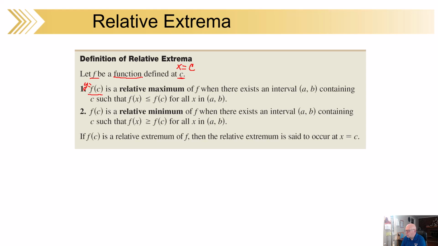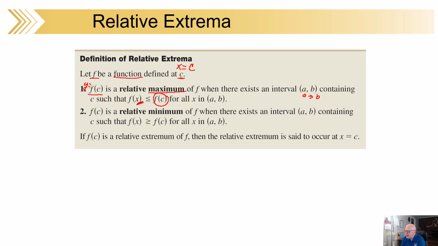Now you've got an interval. These are the x's. And the x's range from a up to, but not including b. It's an open interval. Notice the parentheses. Now it says c is somewhere in the middle between a and b. And to be a relative maximum means that value of y is bigger than all the other values, or at least equal to, for any x that you find in that interval.